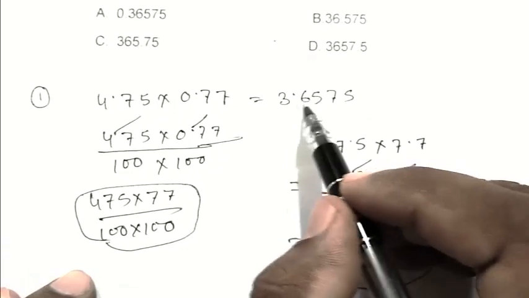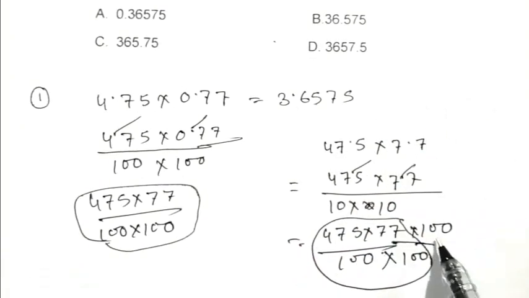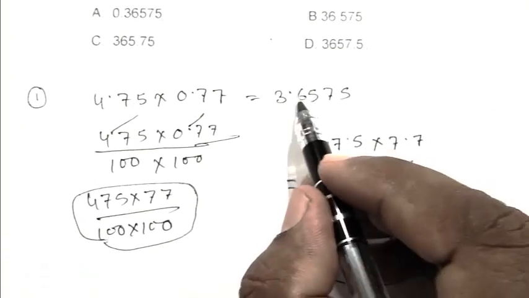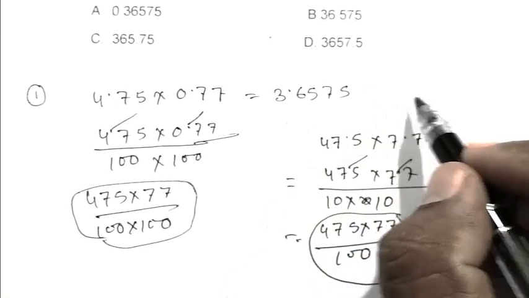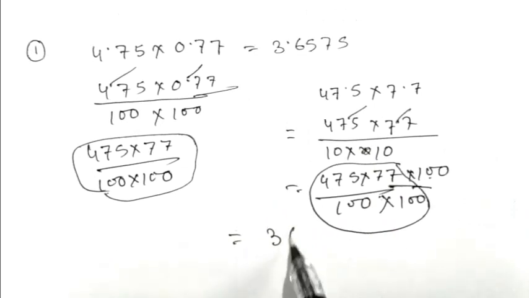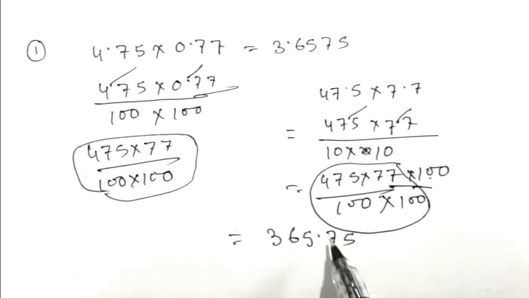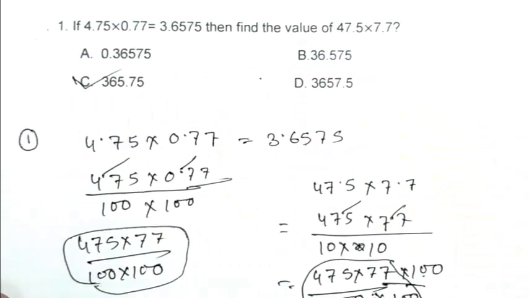This expression is 3.6575. So the point is transferred to the right side by 2 places. So it becomes 365.75. So C is the right answer.